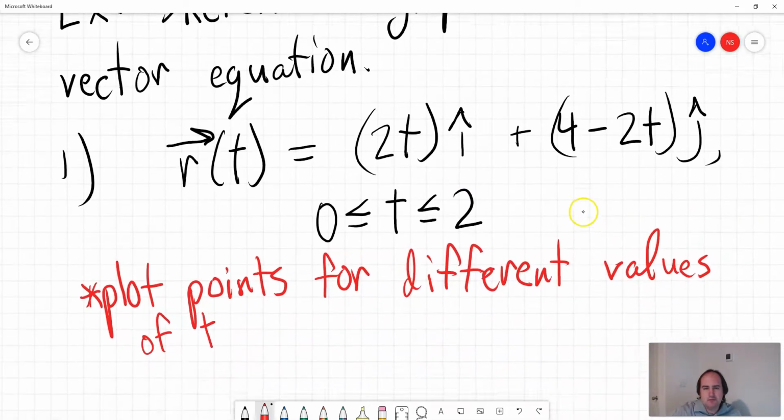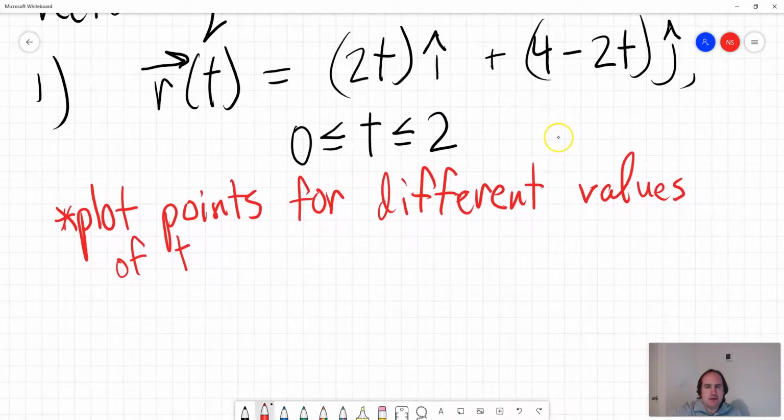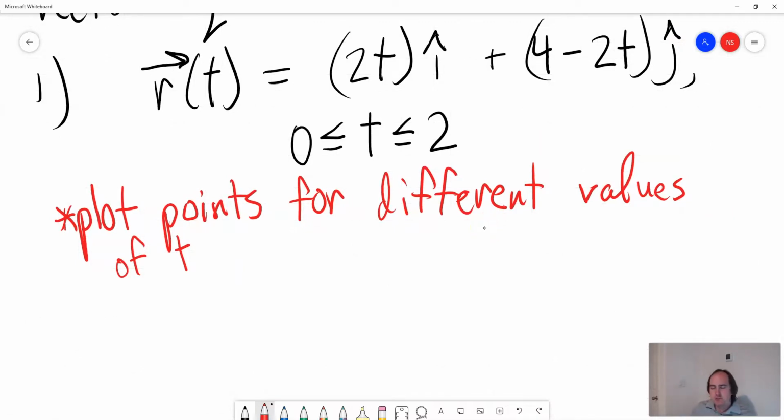What we're going to do is plug in t equals 0 and plot that point, plug in t equals 1 and plot a point for that one, and plug in t equals 2. We're going to plot those 3 points, and then draw a smooth curve passing through those points. Because it's a vector equation, that curve actually has a direction. We're going to be doing this in 3D. Even though this equation doesn't have a k component, we're still going to be plotting them in 3D.